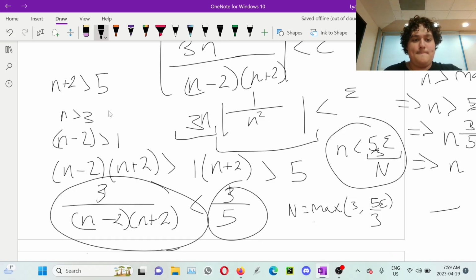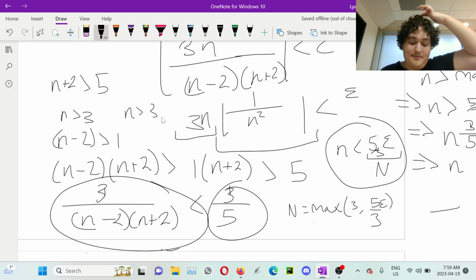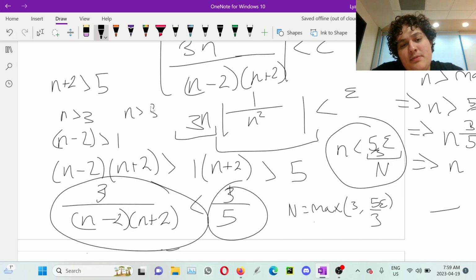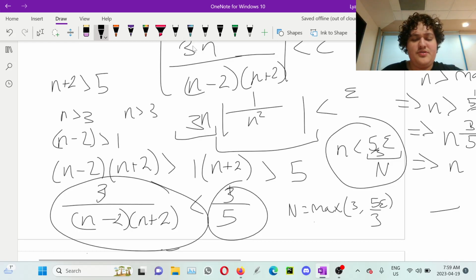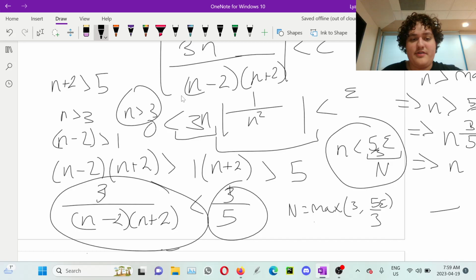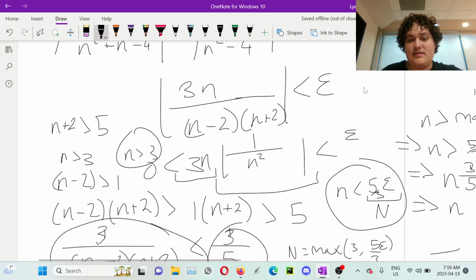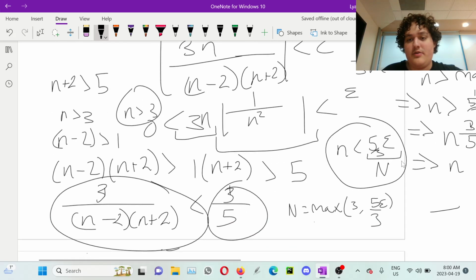I want to find an upper bound on the 3n. So we know that n is bigger than 3. That means we want an upper bound on it. I think we should reciprocate here. Yeah, let's reciprocate here. This is greater than 0 because n is greater than 3. So we can say that n squared over 3n is more than 1 over epsilon. Now we have 1 over 3n.